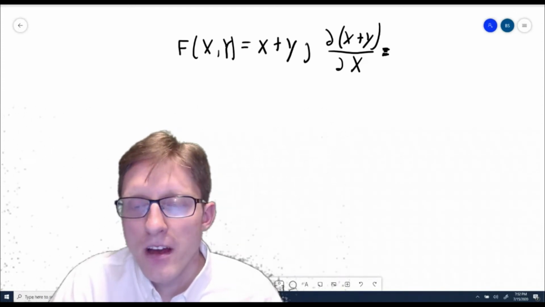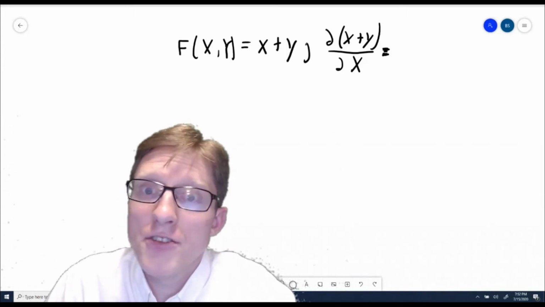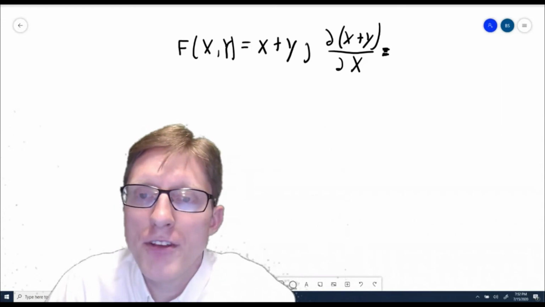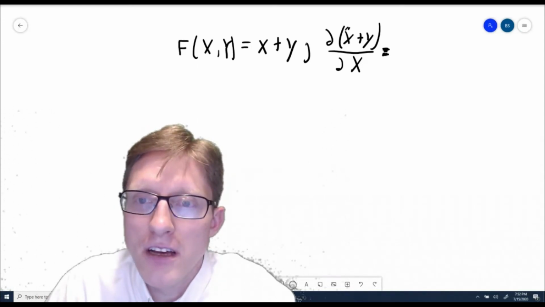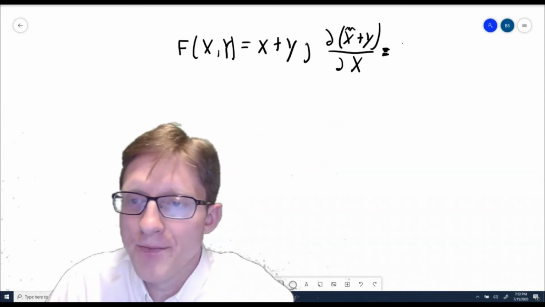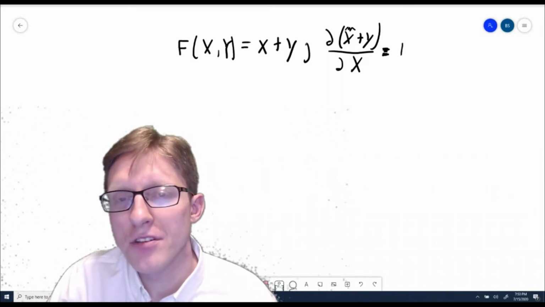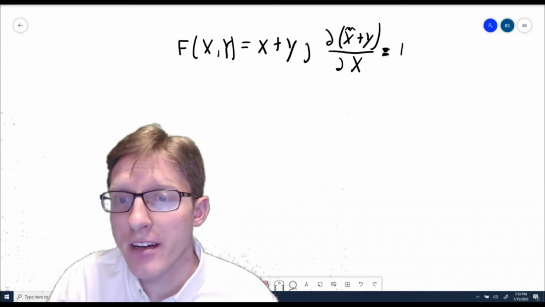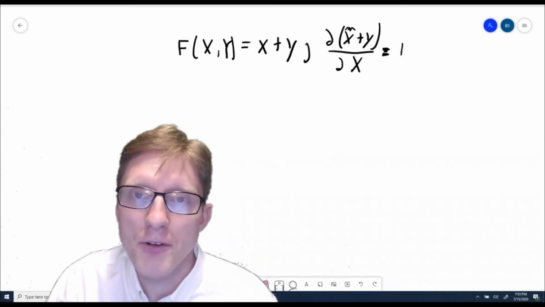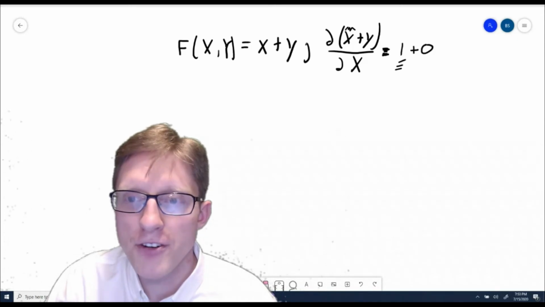Okay, so when two things are added together and you take the derivative, it's just the derivative of those two things added together. So let's first take the derivative of this first part, x, with respect to x. That's just equal to 1. And now let's add to that the partial derivative of y with respect to x. Again, we're going to treat y exactly like a constant, like we would the number 5. And the partial derivative of a constant with respect to x is just equal to 0. So the partial derivative of this first function is just equal to 1.